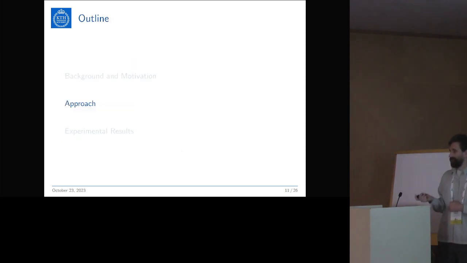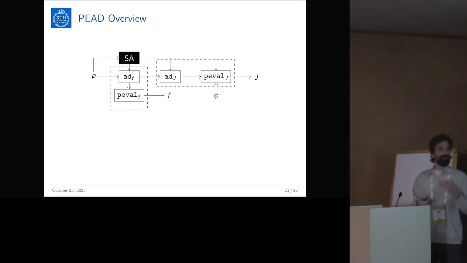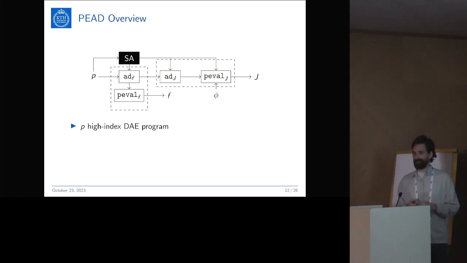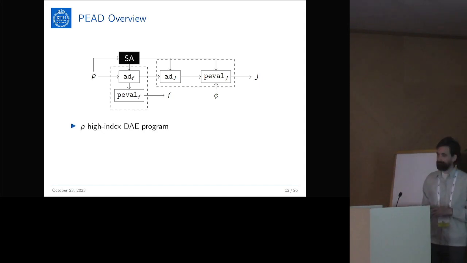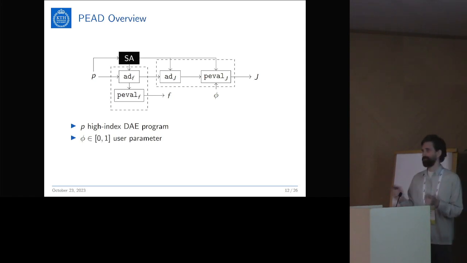So if we now move on to the approach. This figure here gives an overview of our transformation. The input here is the high index DAE program P. We also have this user parameter phi, which controls the level of specialization for the Jacobian function. Intuitively, phi equals 0 means that we don't specialize any of the partial derivatives of the Jacobian, while phi equals 1 means that we specialize all of them.